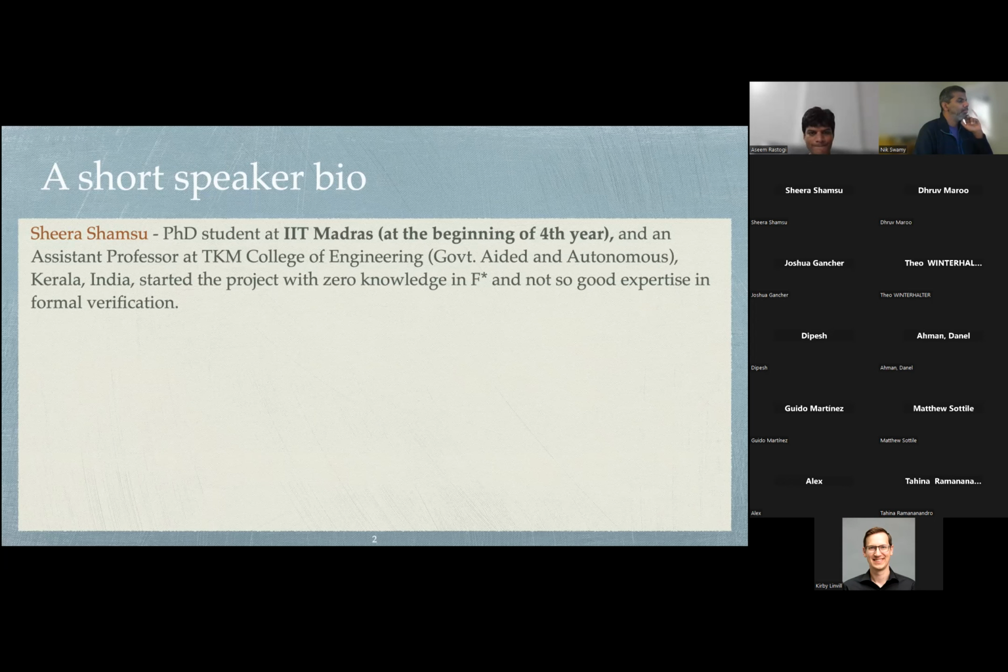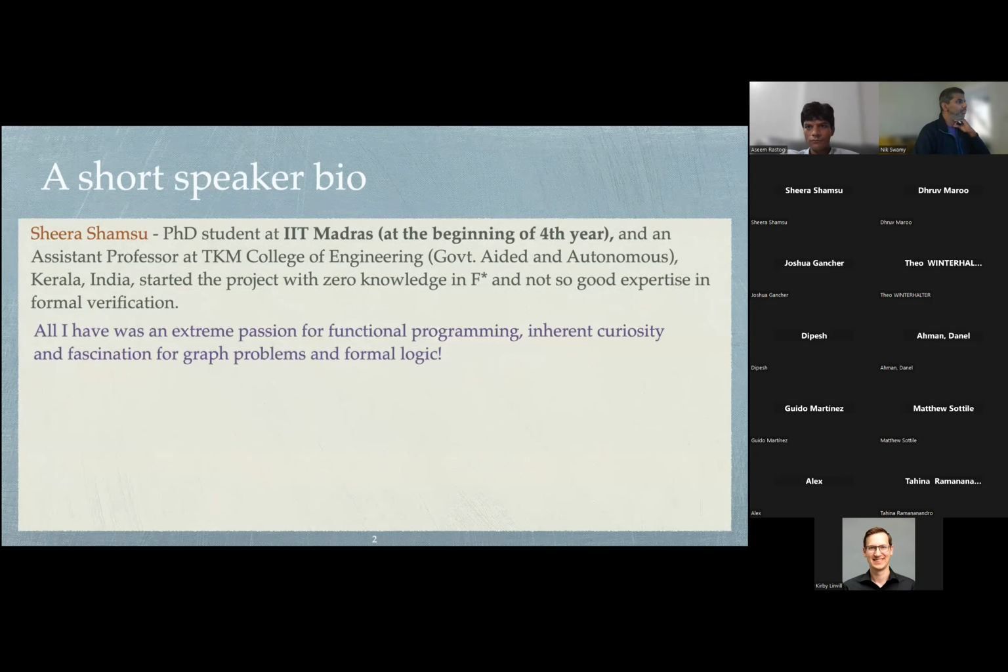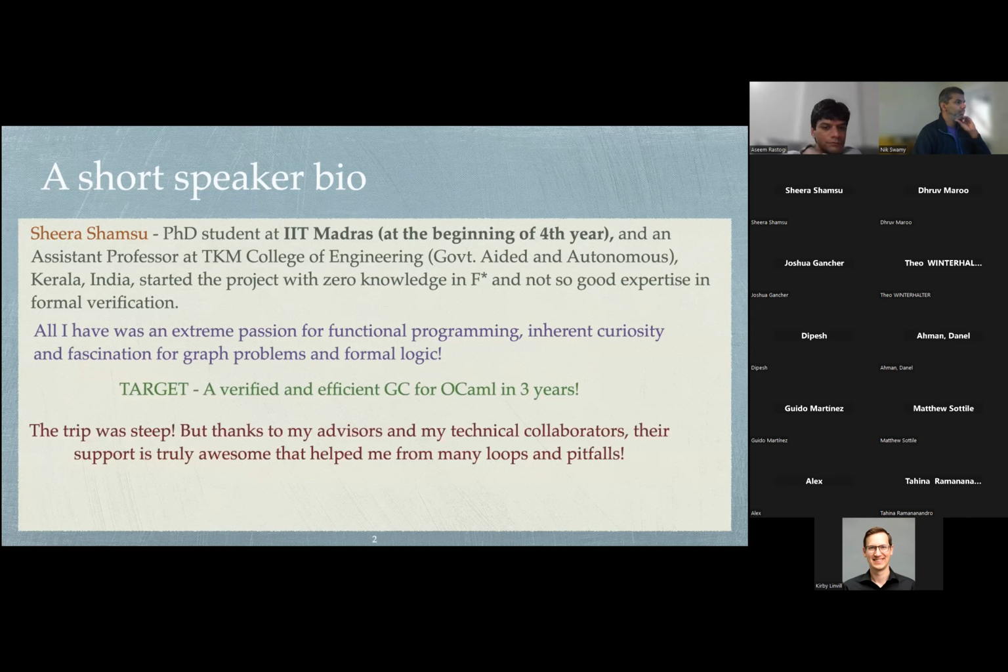I actually started this project with zero knowledge in F-Star and not so good knowledge in formal verification. I was really excited about functional programming and fascinated by graph problems and formal logic. But our target was to get a verified and efficient GC for OCaml in 3 years. The trip was really steep, but with the help of my advisors and my technical collaborators, we have made significant progress towards our goal, and the project is still ongoing.